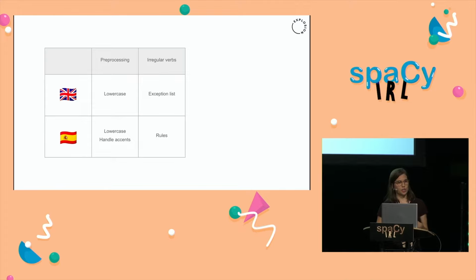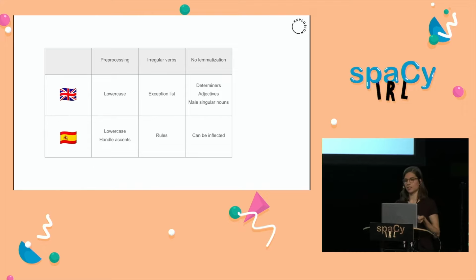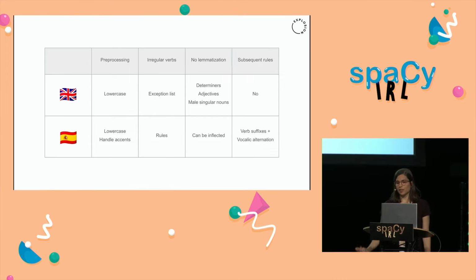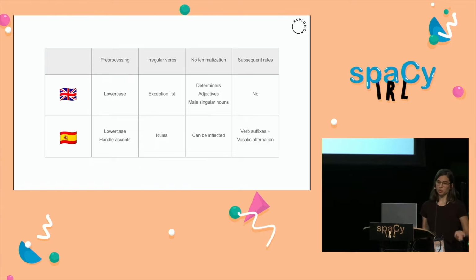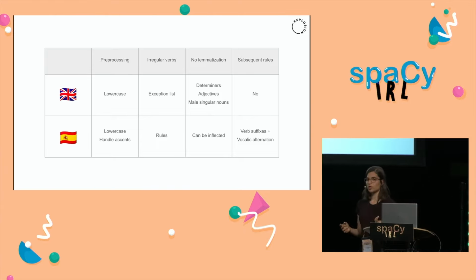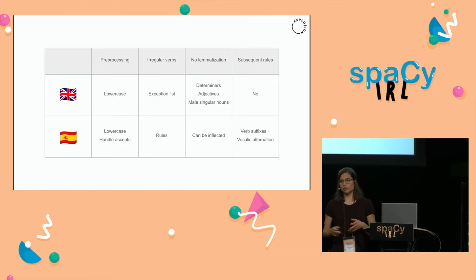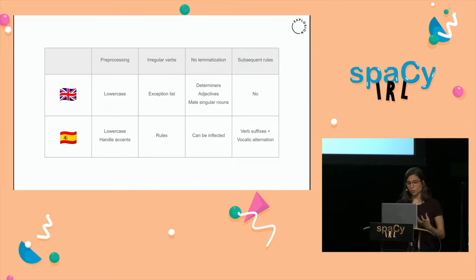Then, as I said, for English, we just have an exception list with all the irregular verbs. And in Spanish, we handle it with rules. Then in English, there are certain parts of speech which do not need lemmatization, like determiners, adjectives, and male singular nouns. But all of these are actually inflected in Spanish. So this list of non-lemmatized parts of speech or morphological features will be different. And another thing that has to change according to the language is whether or not we apply subsequent rules. So in English, we do not need it, but in Spanish, German, and other languages, it is a useful thing to have. And of course, all the rules are going to be different for each language, and also the sets of morphological features, the groups of rules.